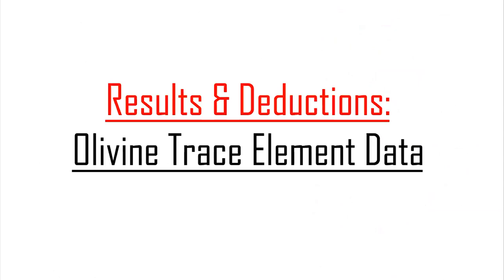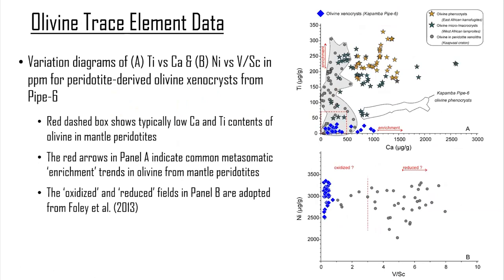Moving on to olivine trace element data, which constitutes our next set of results. We start off with a variation diagram of titanium versus calcium, where we see that the olivine xenocrysts from Kapamba, as can be seen here in blue, classify within this red box, which is suggested for typically low calcium and titanium contents of olivine in mantle peridotites, which supports the claim of the origin of these melts.